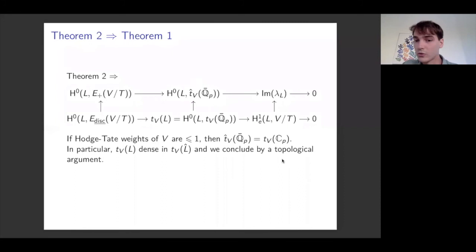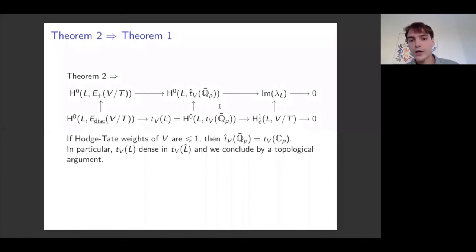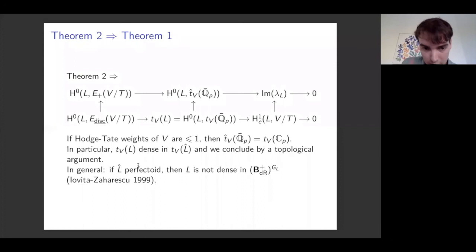Okay. But the problem for more general weights can be summed up as follows, because you see here we use the density of L in L hat. And so the problem really to treat the general case is as follows. If L is perfectoid, then it's not true that L is dense in the invariants of B_dR plus. It's a result of Iovita and Zaharescu from '99. And that's really surprising, because when you think about the abelian variety case, you just see this completion that gives you C_p, but in general you get some quotient of B_dR plus, which is difficult to control.